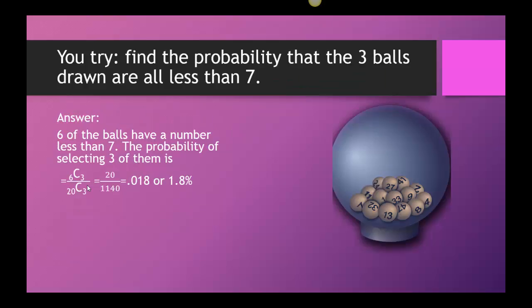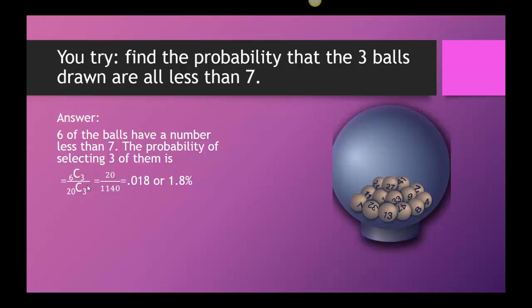Okay. So once again, we have to start with, well, how many balls do we have that are less than 7? And that would be 6. We don't include 7, so 1 through 6. So I have 6 numbered balls that are less than 7, and I'm choosing 3. So 6 choose 3 says there's 20 ways to do that, out of the 1,140 ways to choose 3 balls from this bowl. Dividing those two, I get 0.018, which simplifies to 1.8%. I don't know if it's really simplifying, it's just stated a different way.